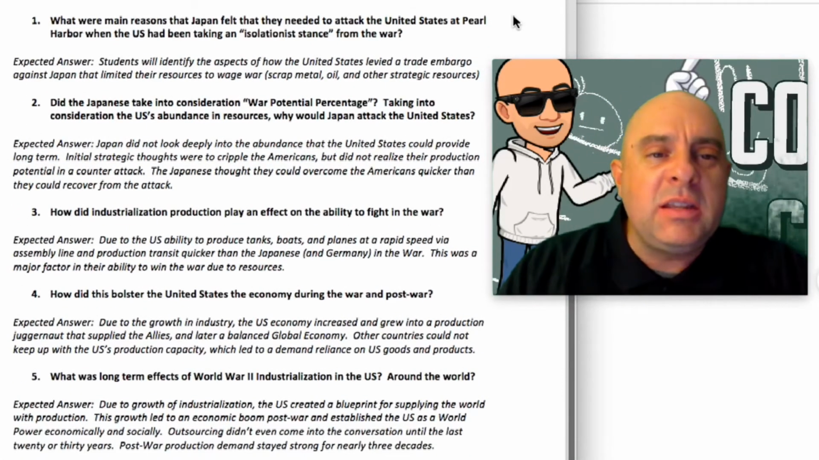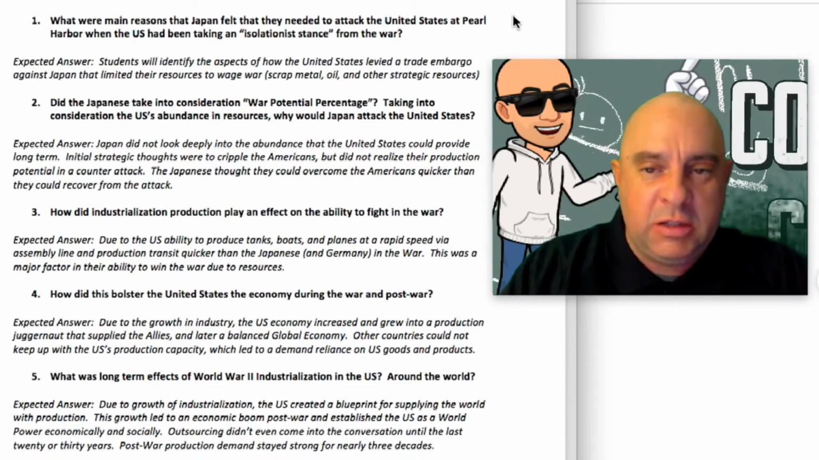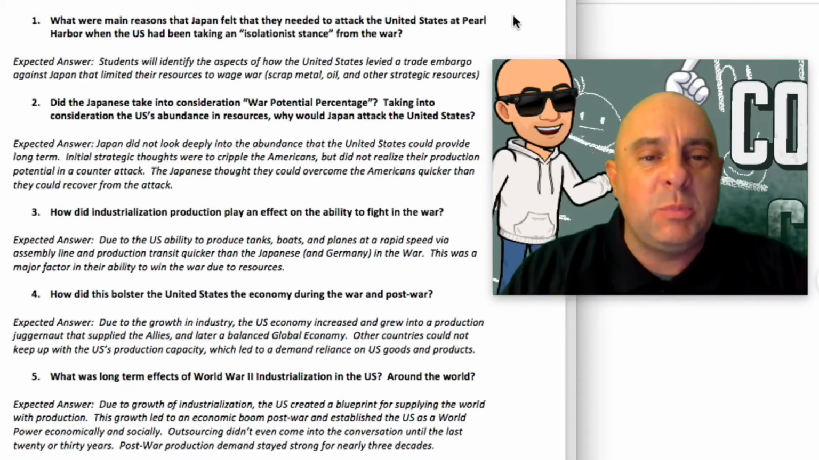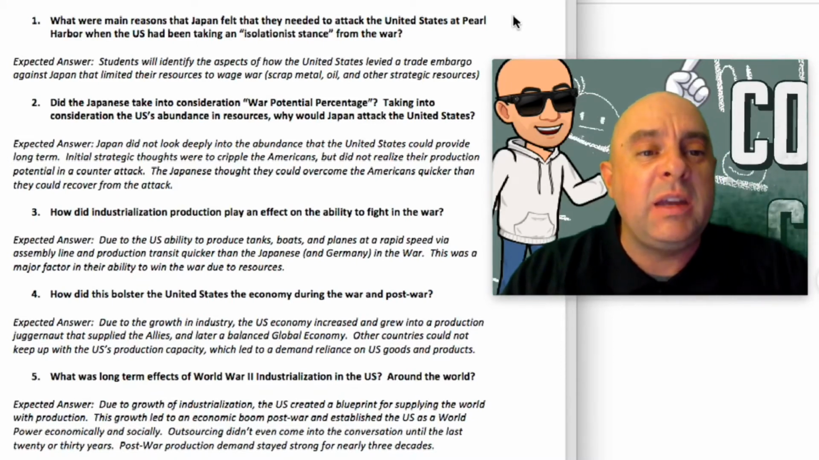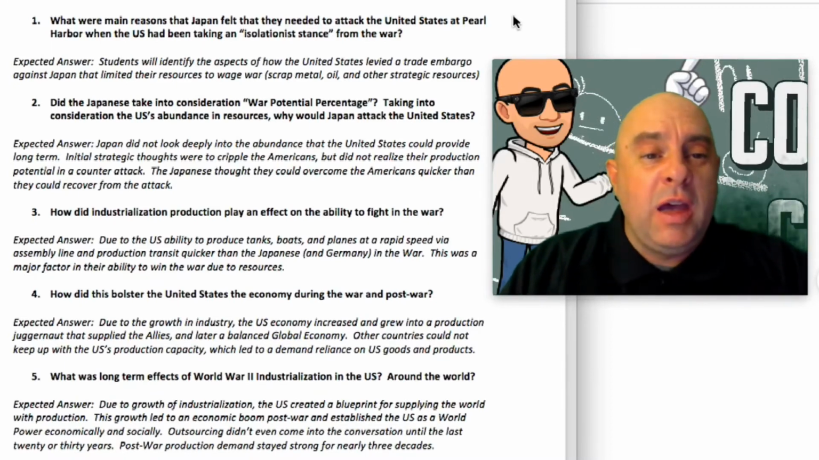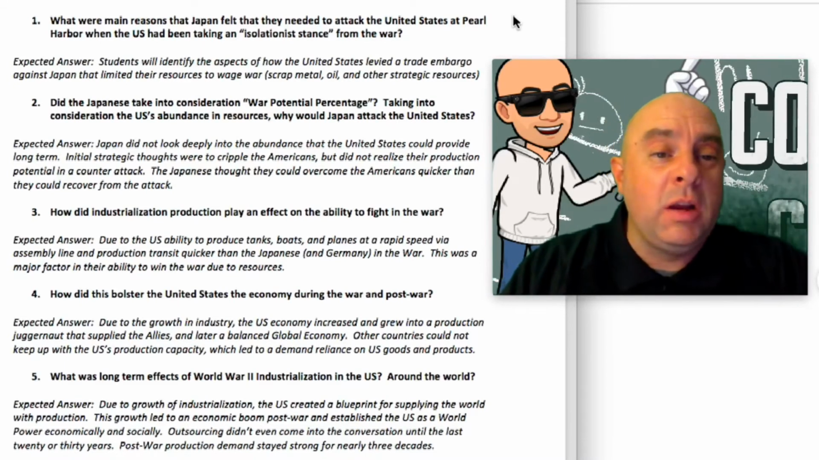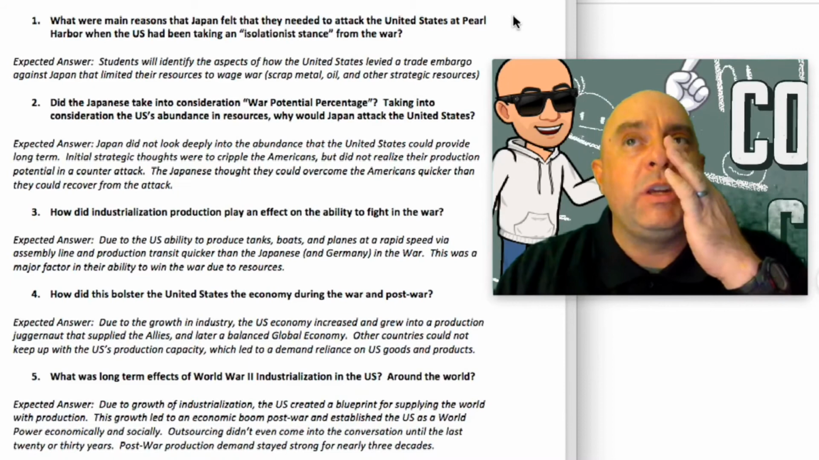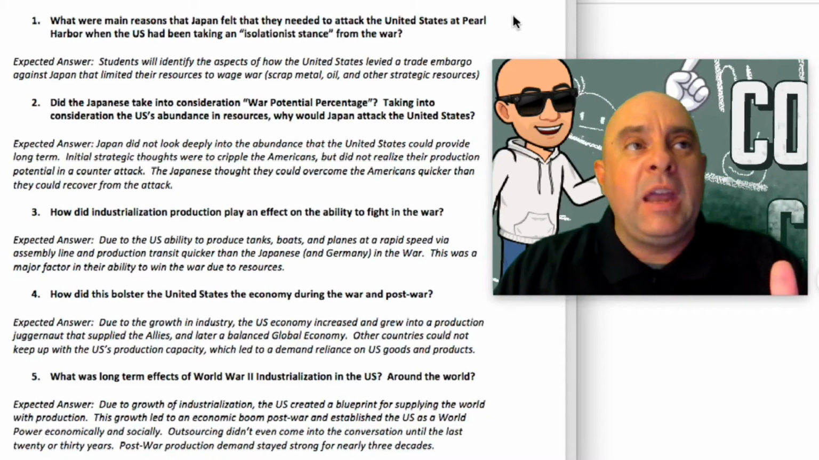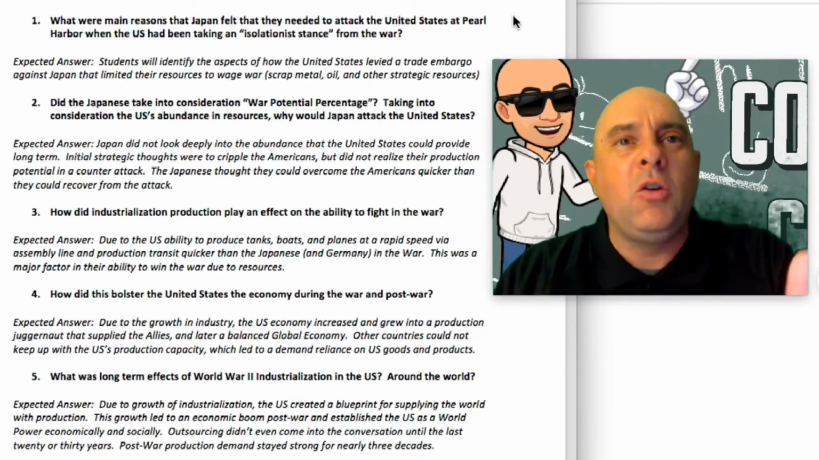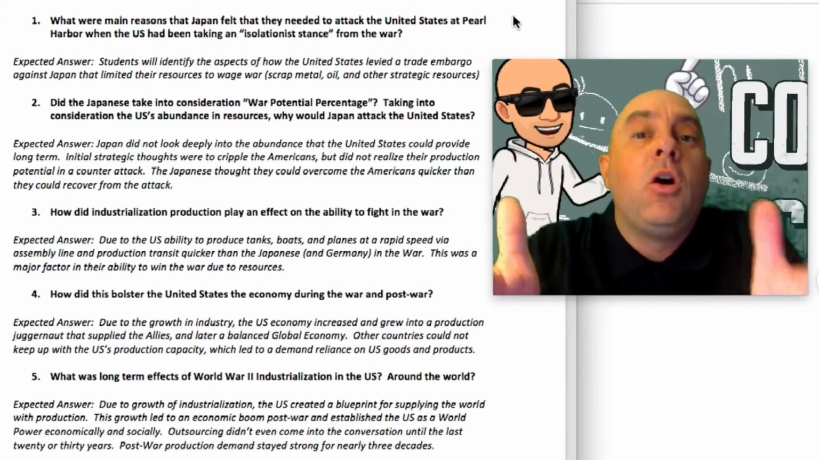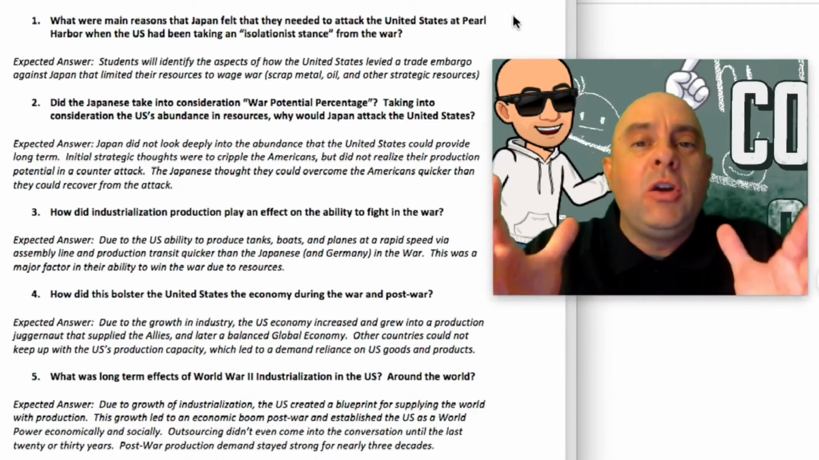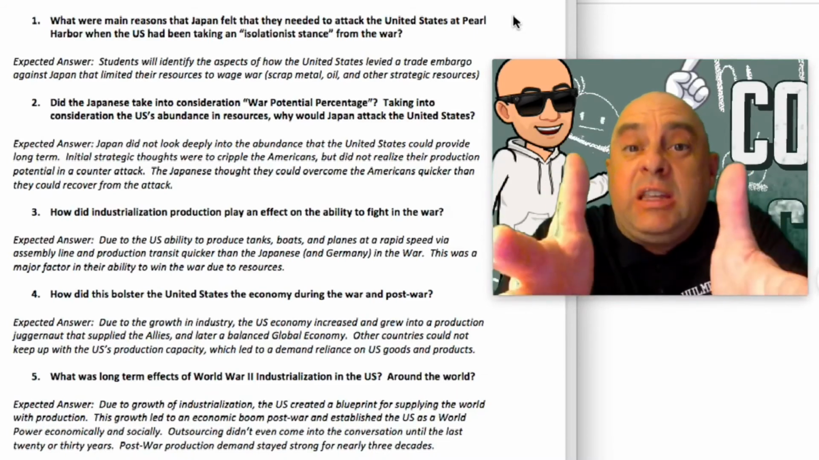So, how did industrial production play an effect on the ability to fight the war? We just briefly talked about it a little bit, but due to the U.S. ability to produce tanks, boats, and planes at a rapid speed via the assembly line and production, they transited quicker than the Japanese and Germany in the war. This was a major factor in the ability to win the war due to resources. Obviously, when you're pulling resources by recycling like crazy, something that's not mentioned here, nor is in the video, but no war was actually on the U.S. home front. So even though we have soldiers abroad in Europe and in the Pacific, there's no decimation to the United States physically inside of it.